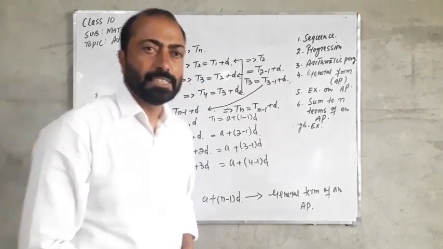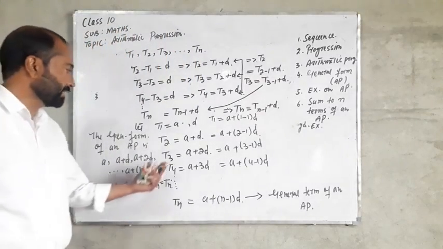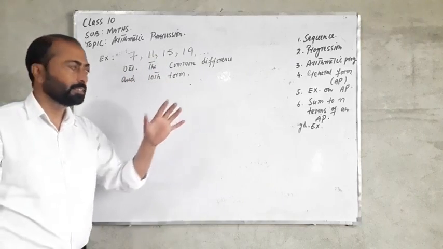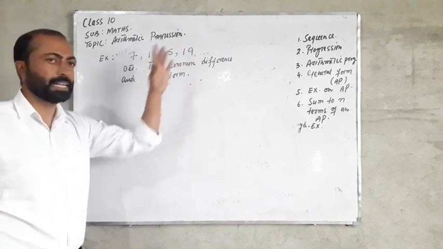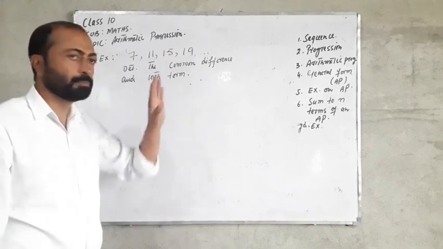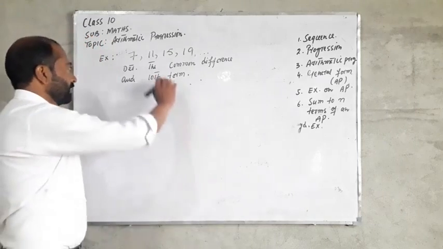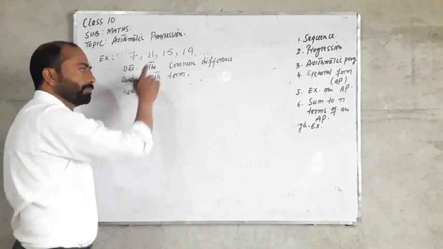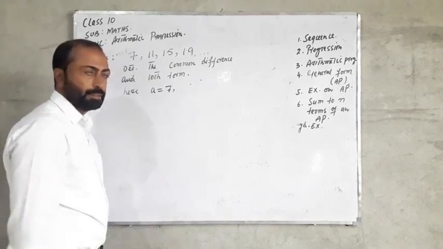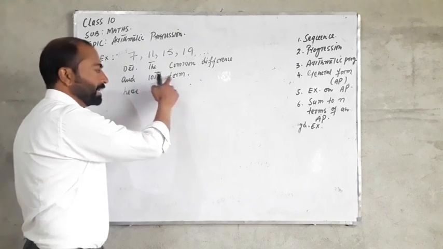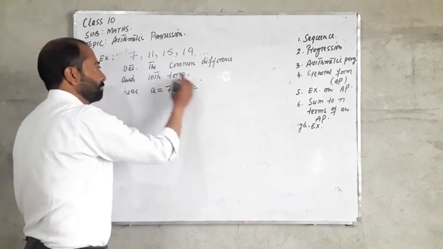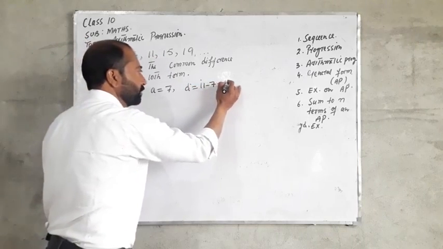Now let's have an exercise on this AP. The given AP is 7, 11, 15 and 19. The question is, you have to determine the common difference and the 10th term of this AP. Look here. Usually we denote the first term of an AP by a, so a is equal to 7. We need to determine the 10th term, and d is the common difference. You can write it as 11 minus 7, which is equal to 4.